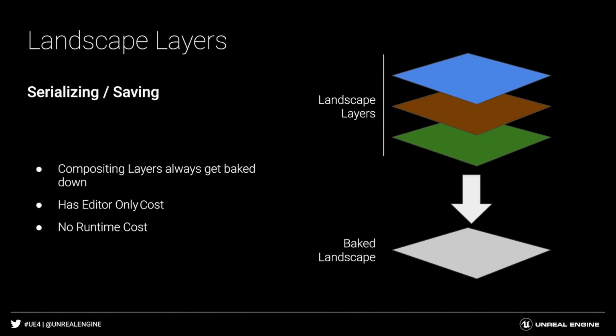It's important to know that all the layer compositing happens in the editor. The layer composition always gets baked down to a single texture. What it means is that there are no extra costs to use the Edit Layers system, as landscape height maps and paint layers are baked down to a single texture as you package your game for distribution.